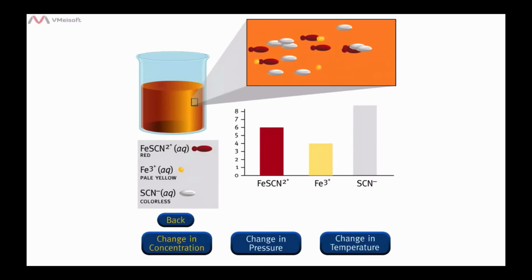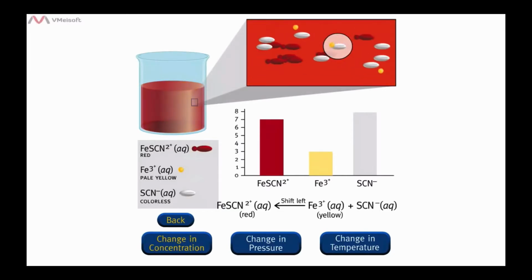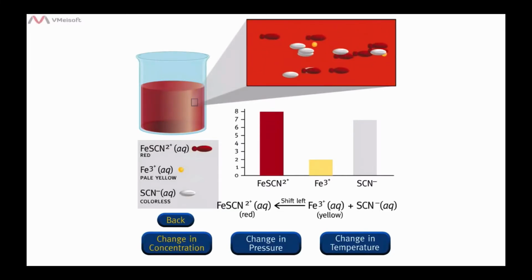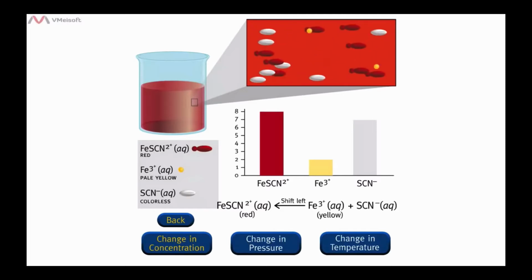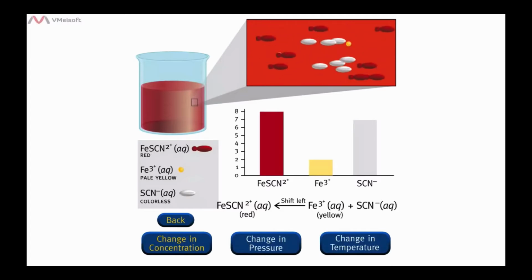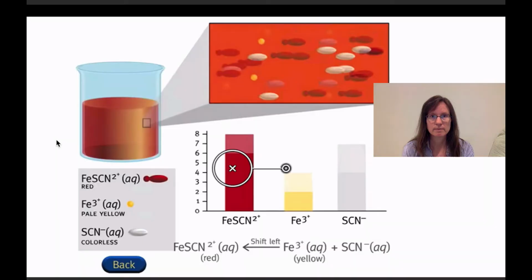To offset this stress, some iron 3+ ions react with some of the added thiocyanate ions, and the system shifts from right to left to re-establish equilibrium. When the system shifts to the left, iron thiocyanate ions are produced, which have a red color. Consequently, the red color of the solution deepens as more iron thiocyanate ions, FeSCN2+, are produced.